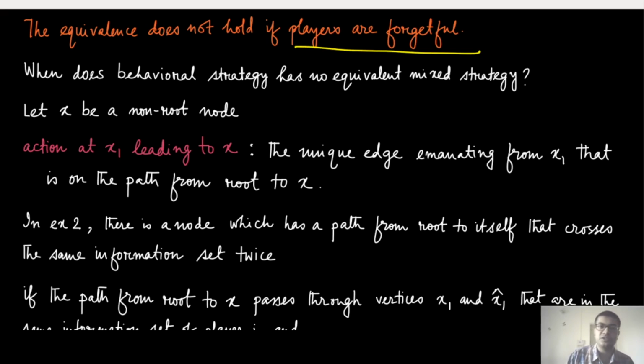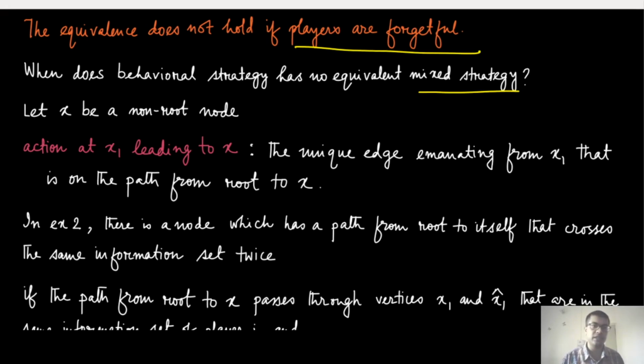Now the more natural question is, when does a behavioral strategy have no equivalent mixed strategy? Let us look at the second example in more detail, and from that we will be able to find out what the requirements are for behavioral strategies having an equivalent mixed strategy.